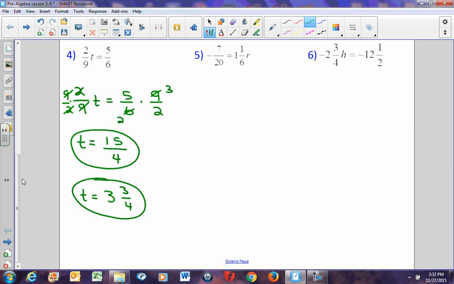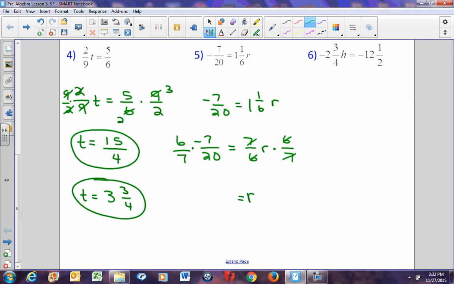Number 5, negative 7/20 equals 1 1/6 r. Well, here I have to change 1 1/6 into an improper fraction first. So I have negative 7/20 equals 7/6 r. So I have to multiply both sides of this equation by 6/7. These will all cancel, leaving me with r.